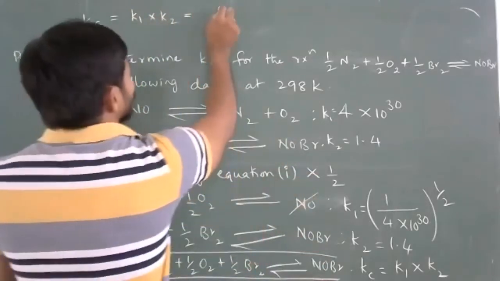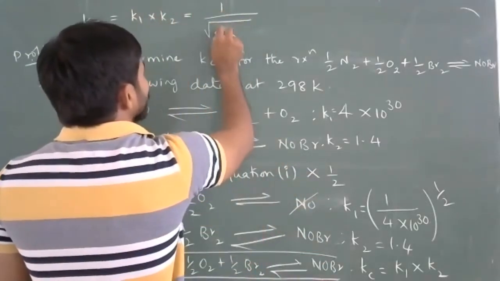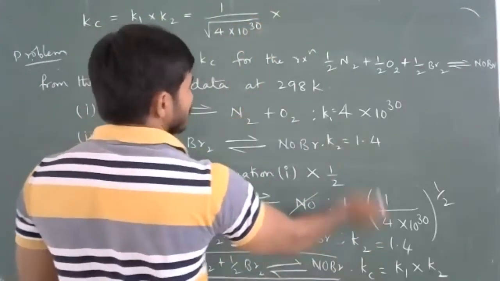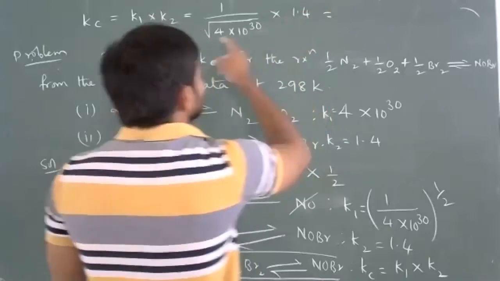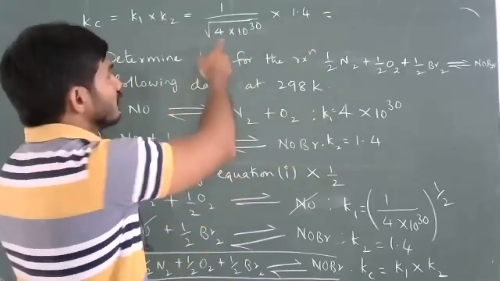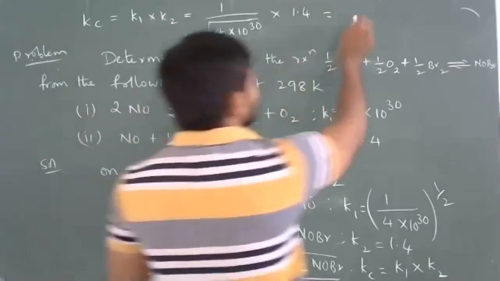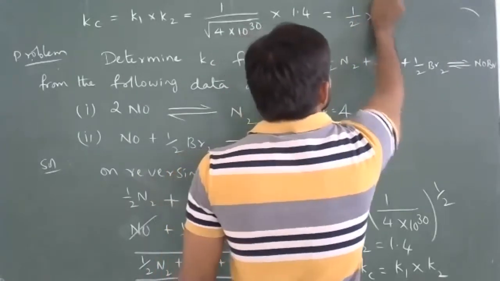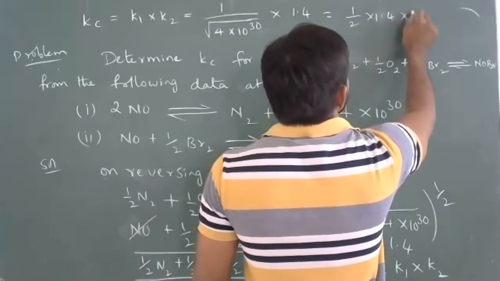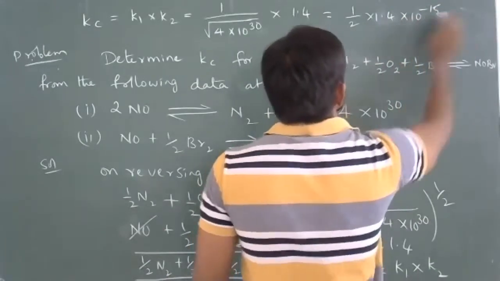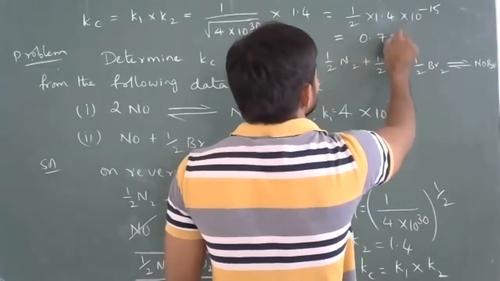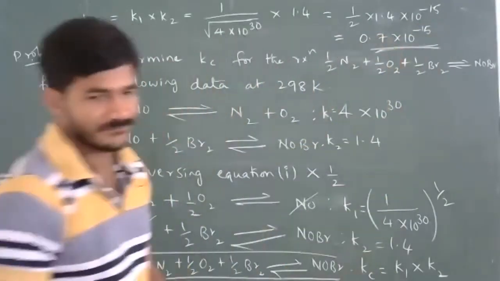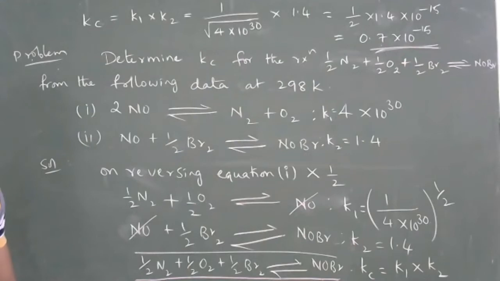K1 is 1 by root of 4 into 10 power 30, into K2 which is 1.4. Root 4 means 2, and root of 10 power 30 means 10 power 15. So I write 1 by 2 into 10 power 15 times 1.4, and so I will get 0.7 into 10 power minus 15.